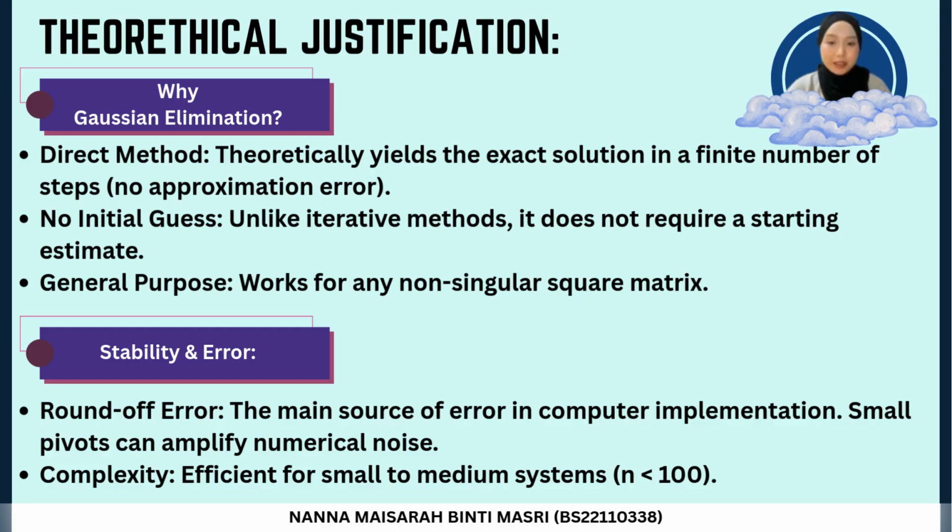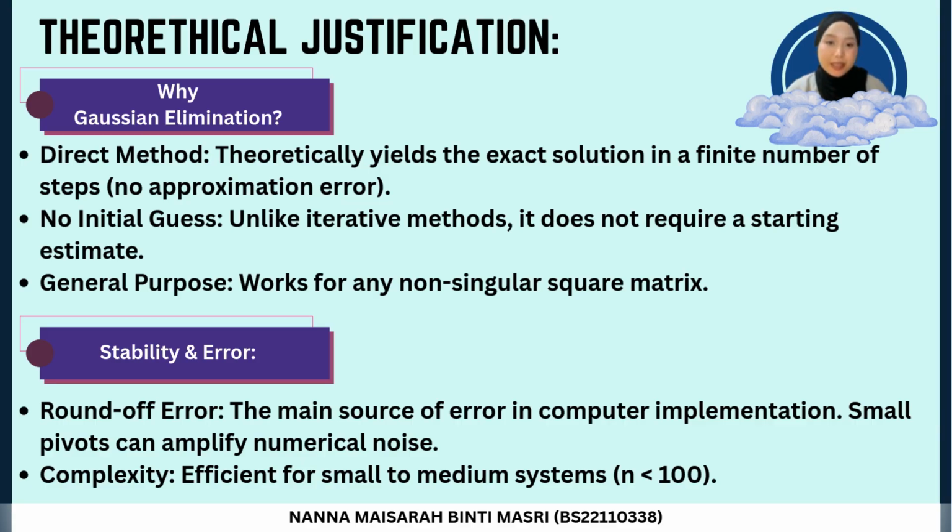Next is theoretical justification. So why Gaussian elimination? Because it is a direct method, which computes the exact solution in a finite number of steps. Unlike iterative methods, it doesn't require an initial guess or convergence criteria. For a small system like this 3x3 matrix, it is the most robust and standard choice.